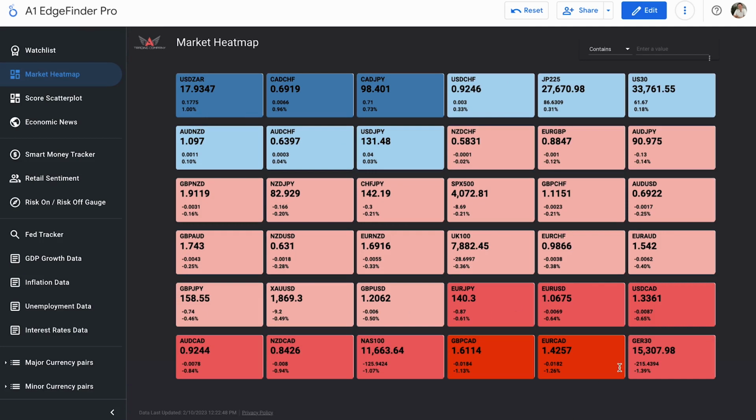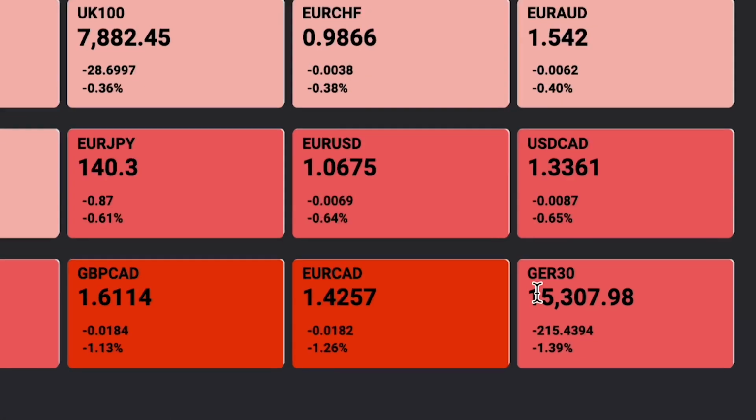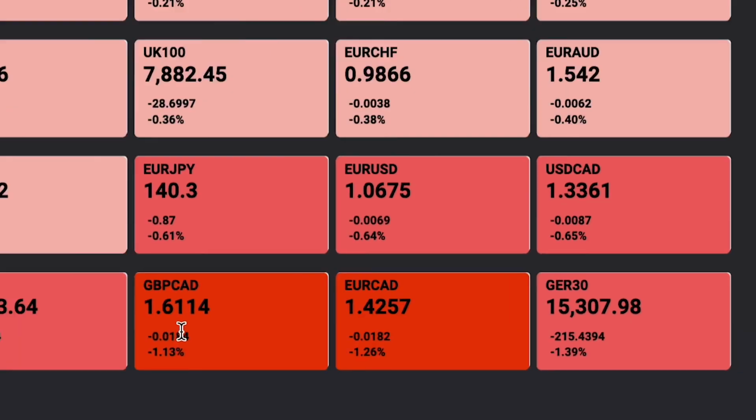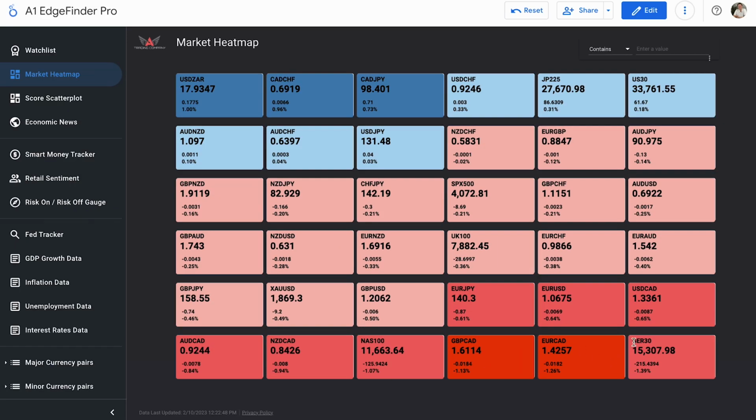And look down here, we have our three biggest movers to the downside: the German 30, Euro CAD, and Pound Canadian dollar, with the German 30 being the biggest mover to the downside out of all of our assets so far today, down 1.39%.